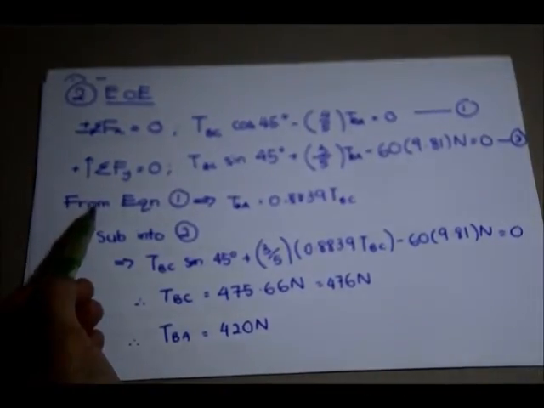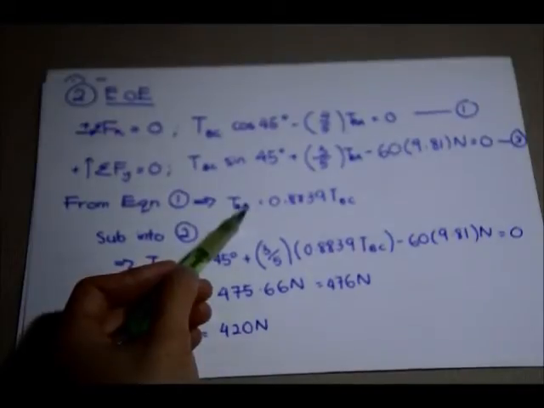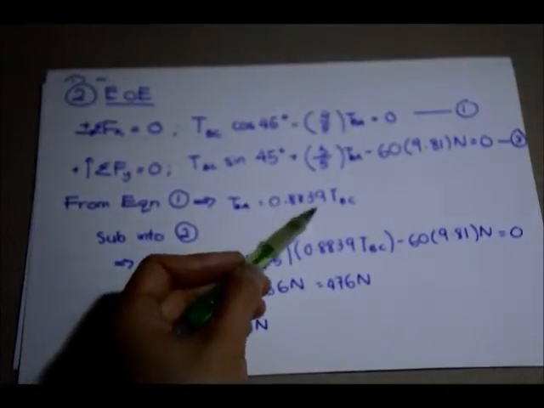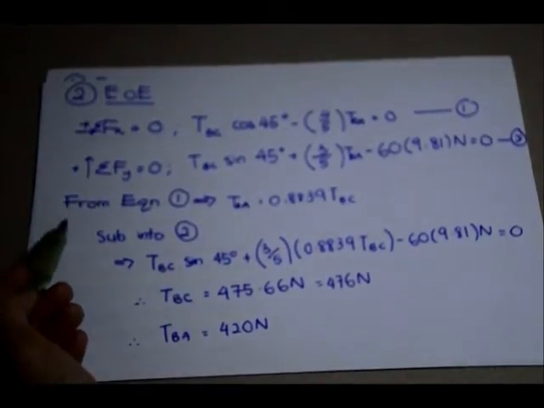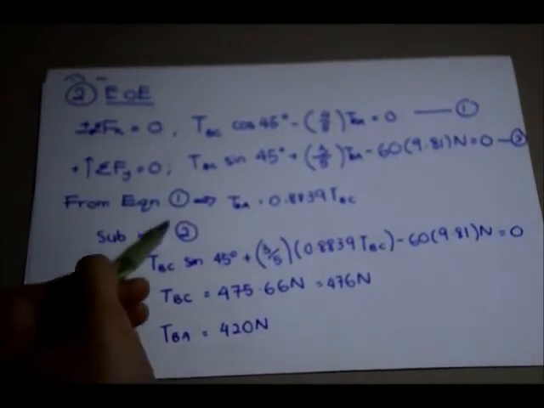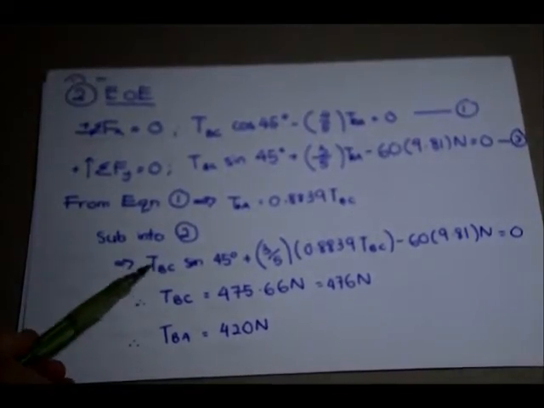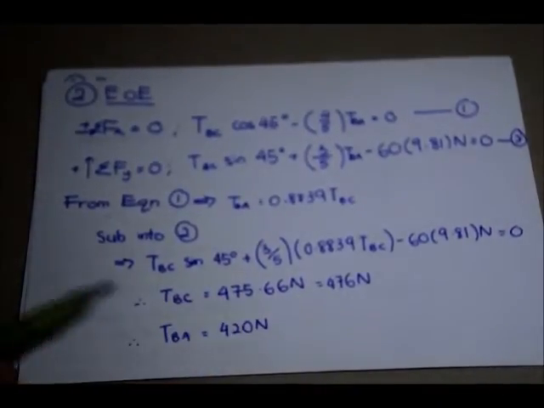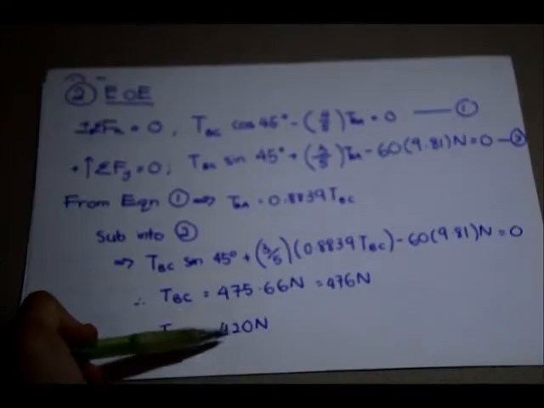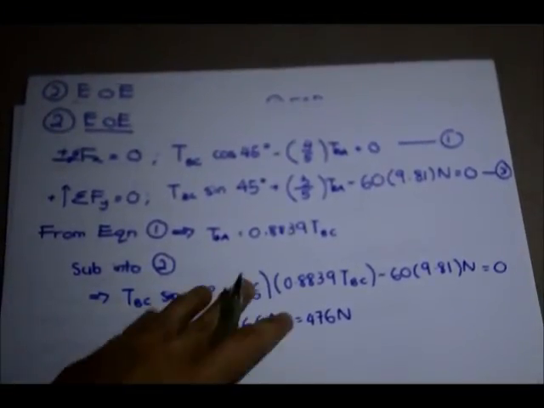From equation 1, we can make TBA equal to 0.8839 TBC. Next, we substitute this into the second equation. Thus, we can solve the unknowns and we get the tension in BC equal to 476 Newton and the tension in BA equal to 420 Newton. Let us look at the second question.